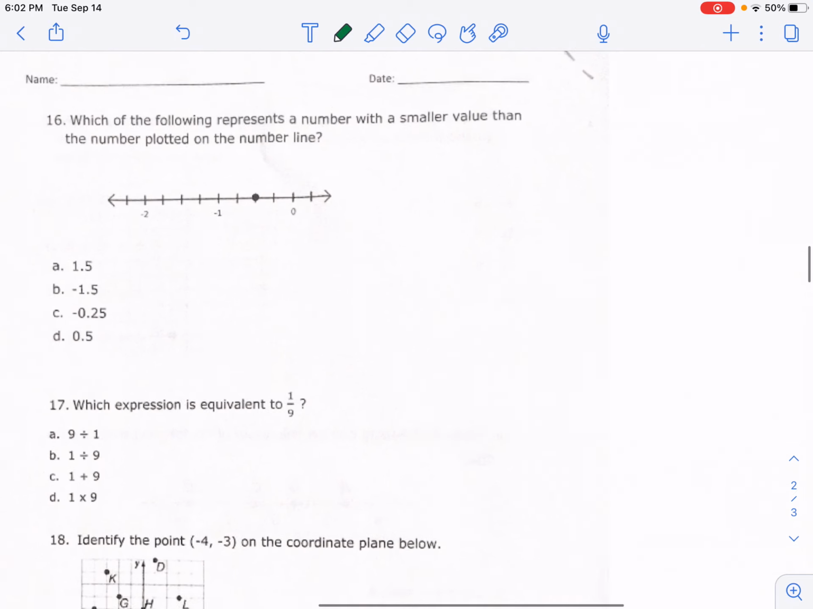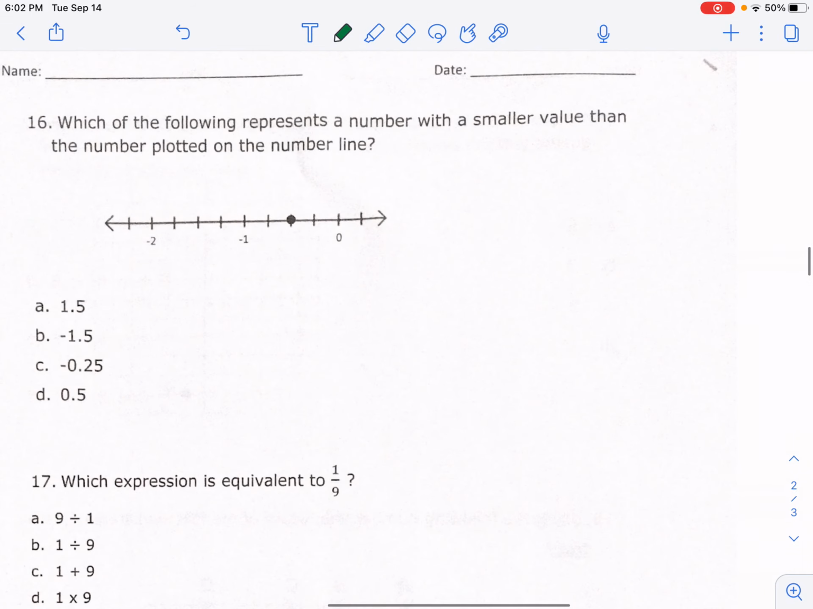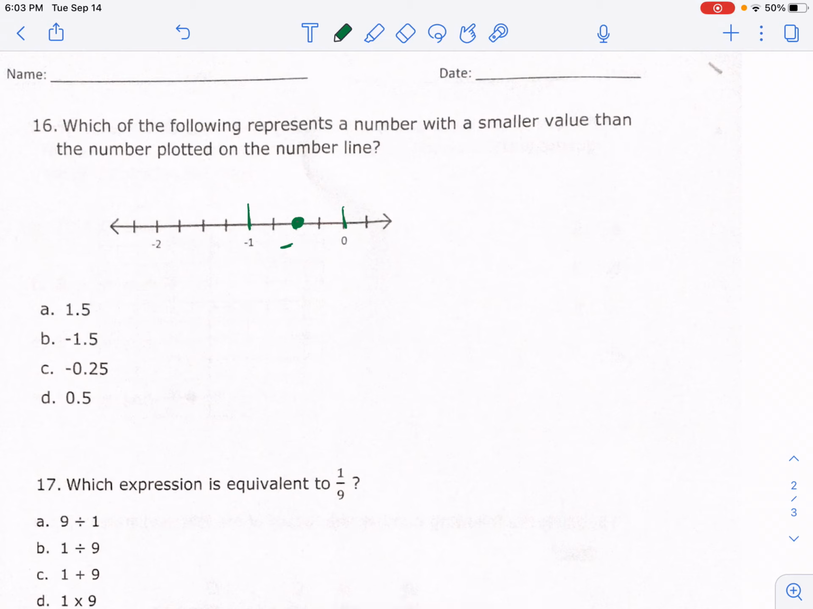All right, number 16. Which of the following represents a number with a smaller value than the dot plotted on the number line? First of all, let's figure out what that is. Okay, so here I have a 0. Here I have negative 1. So this is going to be negative because it's to the left of 0. And it's halfway in between 0 and 1. So that's negative 1/2. I could write it like a fraction, 1 over 2. But I see everything is a decimal. So I'm going to say negative 0.5.